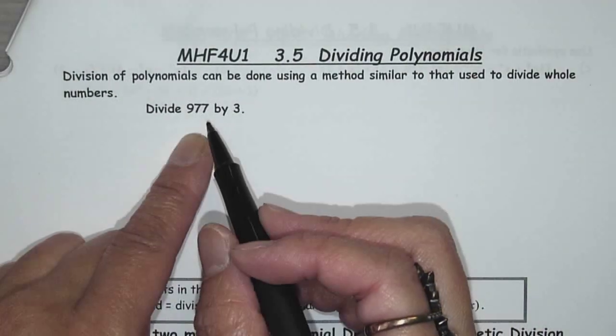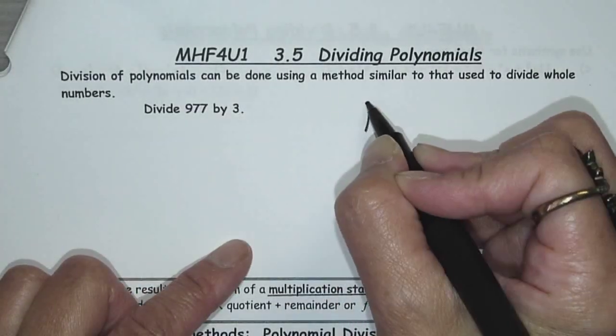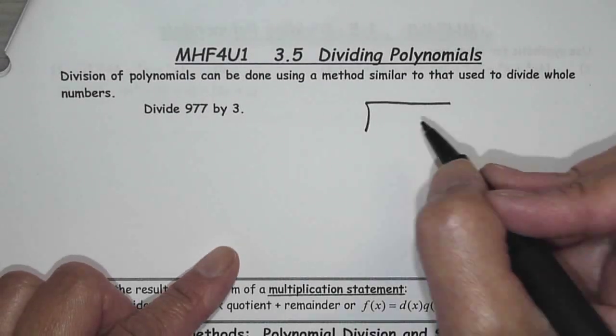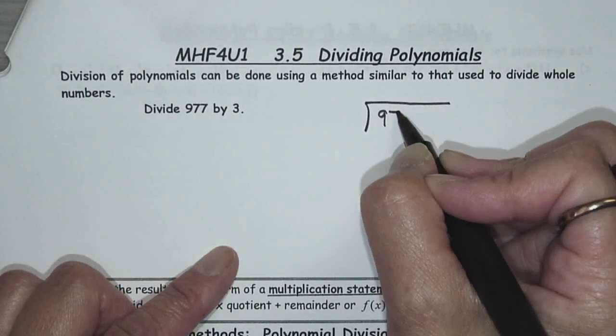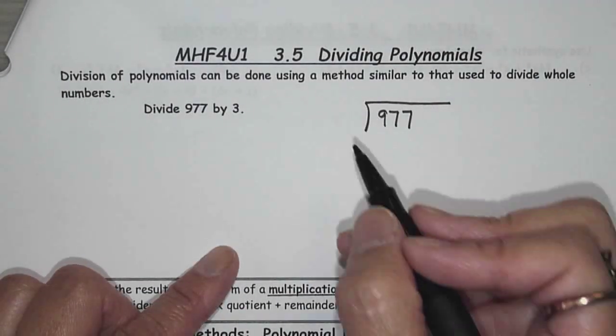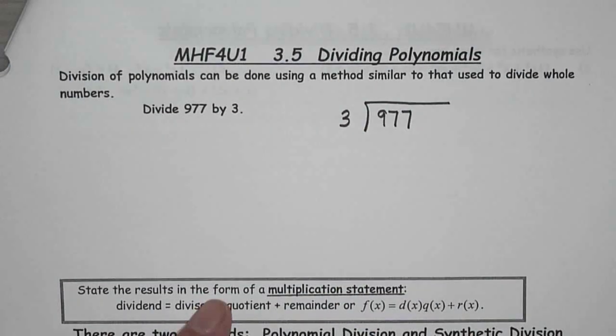Okay, let's do long division so we can remember. So we've got 977 divided by 3. We're going to do this like that. Remember that? Oh, I haven't drawn that in a little while. We're going to put the 977 inside, and we're going to put the 3 out here. There you go.